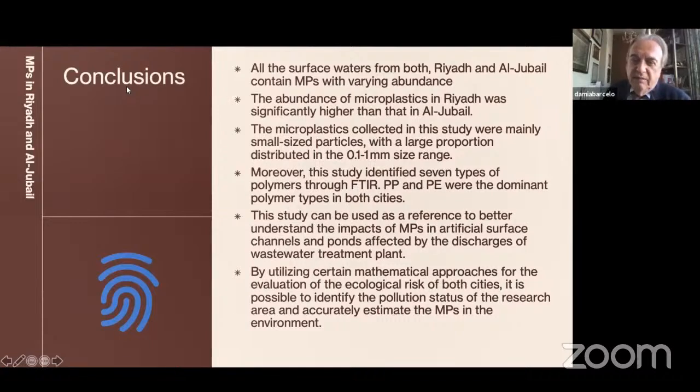And from the two spots, Riyadh is the one that can have a moderate risk, we'll call it moderate risk, and may affect biodiversity, but this is something that we need to look at long term. Utilizing these mathematical approaches, you can really estimate the ecological risk. Basically, it's ecological risk that can affect biodiversity, the plants, or the ecosystem, let's say, mainly in the area of Riyadh, not in Al Jubail.